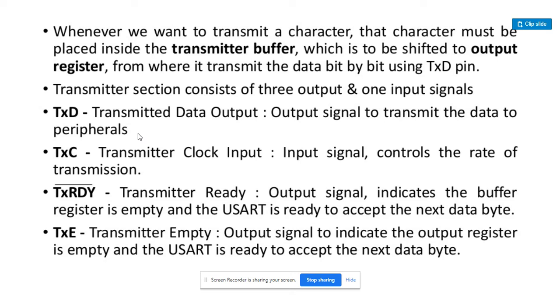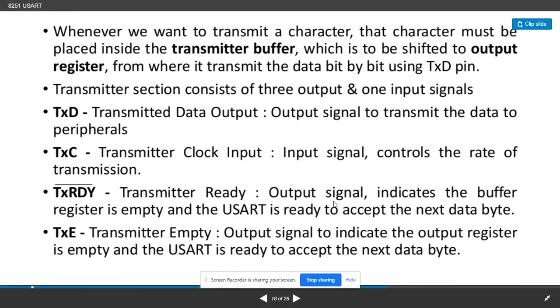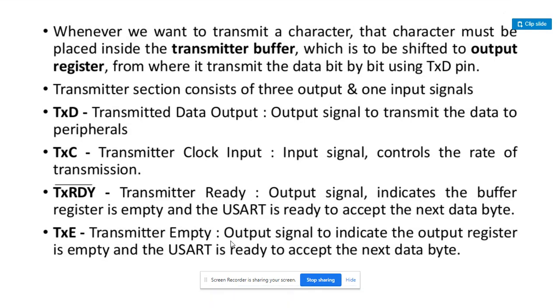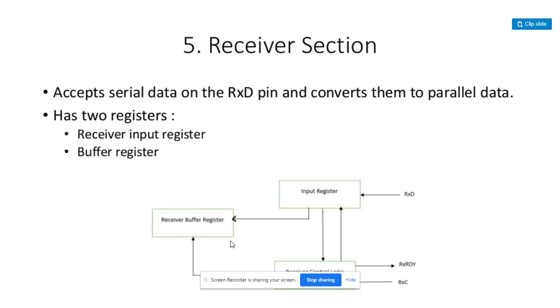And the transmit ready signal, this is also an output signal, indicates the buffer register is empty and the USART is ready to accept the next data byte. Now the transmit enable empty signal is the output signal that indicates the output register is empty and the USART is ready to accept the next data byte. It means new data can be transmitted now, and the data that already existed has been transmitted.